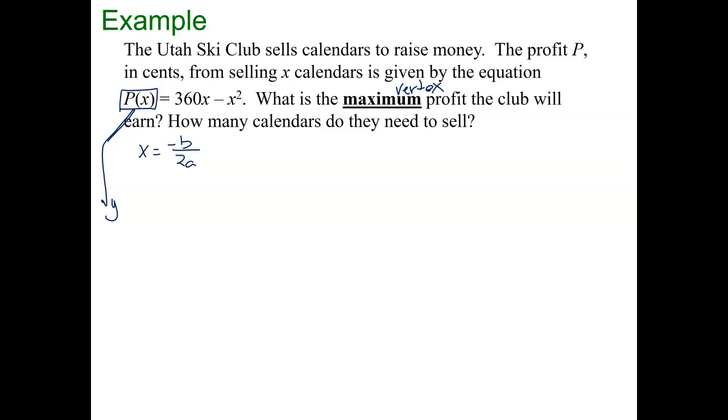So P of x, does that represent the number of calendars or the profit earned? Profit. So the y value of our vertex represents the maximum profit. The x value is our input, and that represents sales. So the x value would represent how many they need to sell in order to get the maximum profit. Looking at my equation, what's my b value?